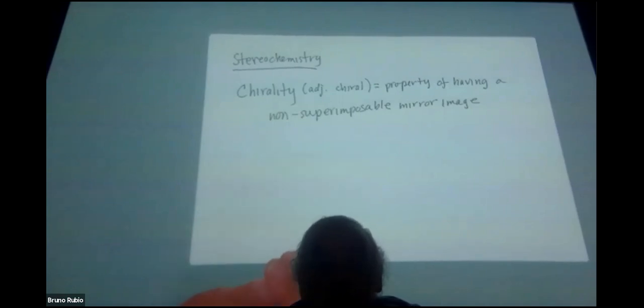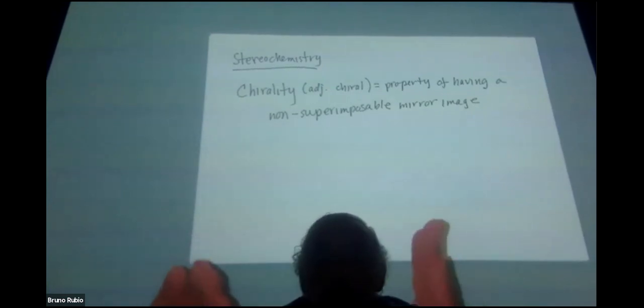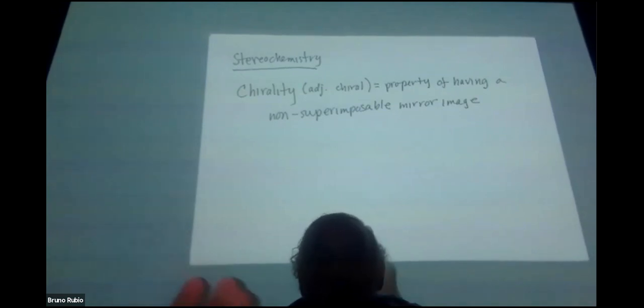Okay, so the reason that this word chirality is derived from the ancient Greek word for hand is because your hands are the chiral objects par excellence.